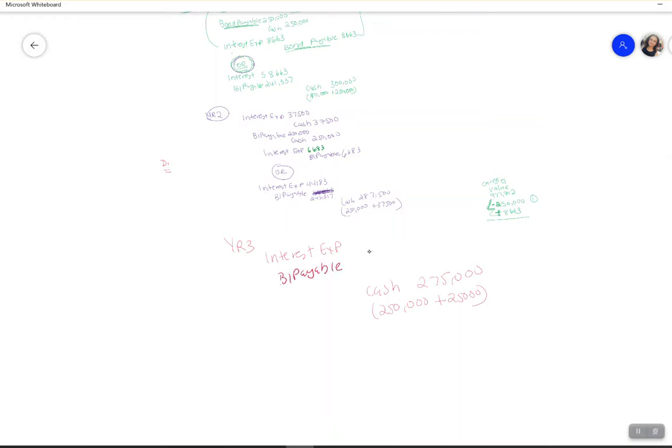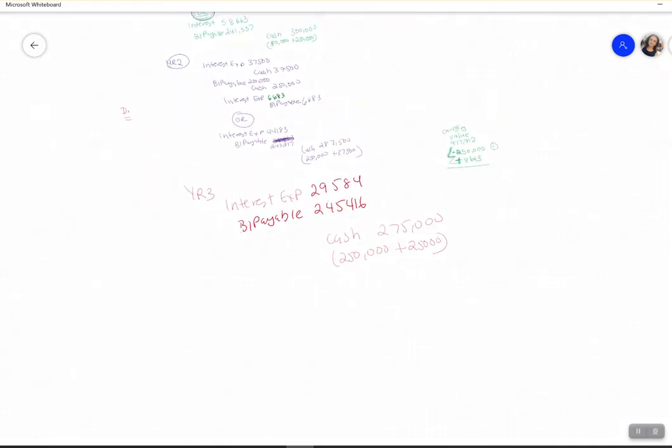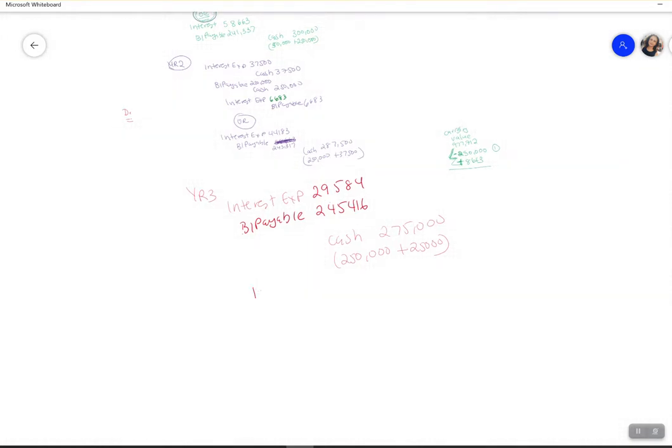You have a bond payable. In this case, it was 245,416, and then my interest expense is 29,584. Or what we're going to do is we're going to do all the entries in year 3. You have an interest expense, and we have a cash. You have a bond payable, and we have a cash.